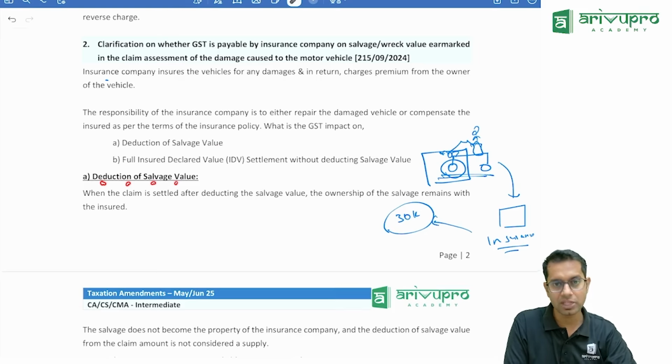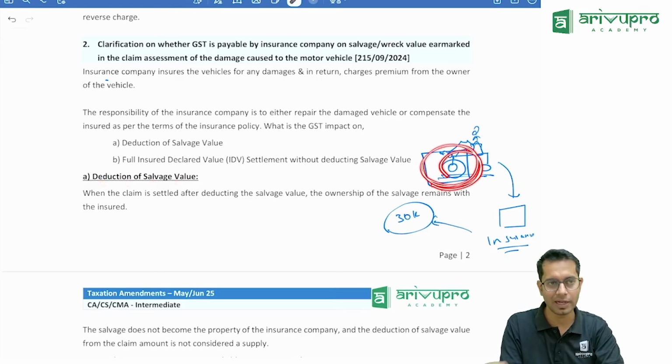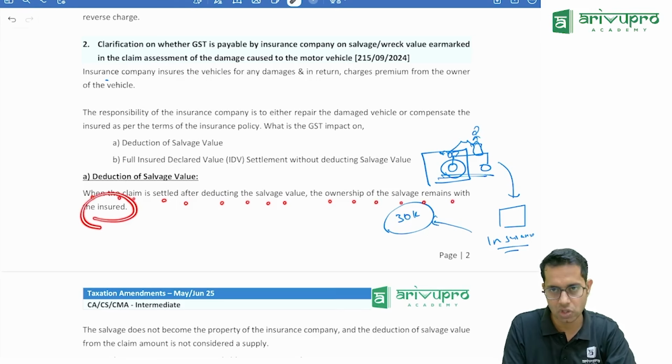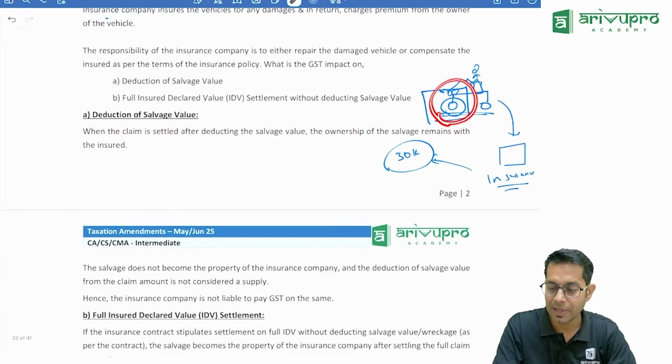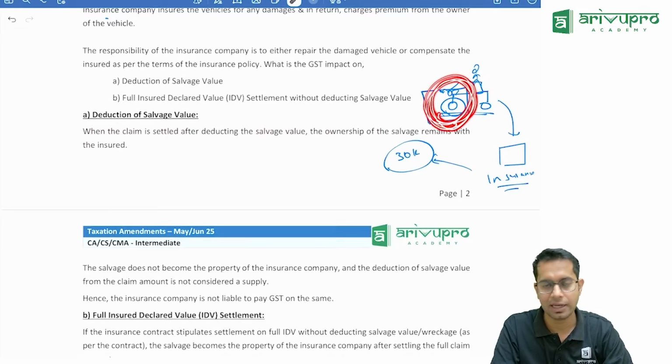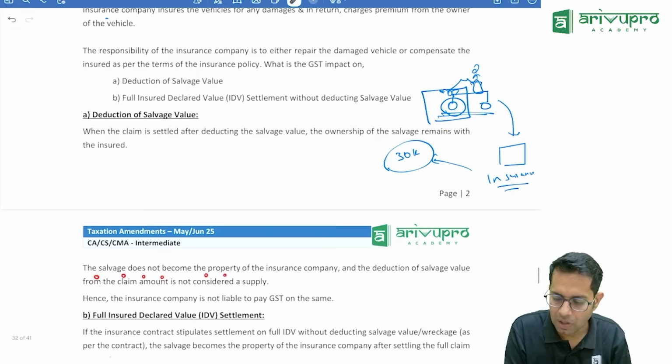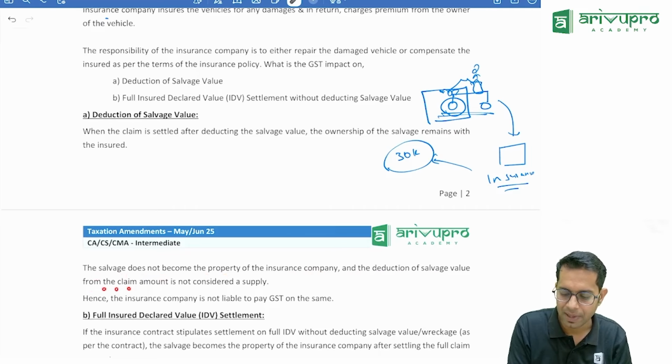Deduction of salvage value means whatever is recovered, that value is deducted. When the claim is settled after deducting the salvage value, the ownership of the salvage remains with the insured only. Meaning, if the company says you keep the damaged item, I will reduce the price for that and give you the balance amount. The salvage does not become the property of the insurance company, and the deduction of salvage value from the claim is not considered as supply. Hence, the insurance company is not liable to pay GST on the same.